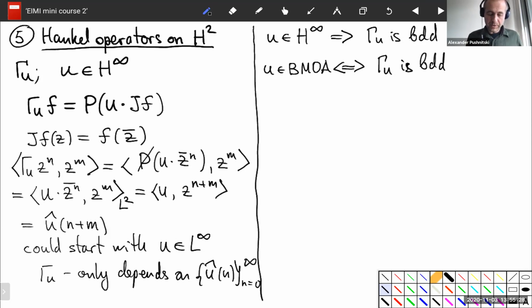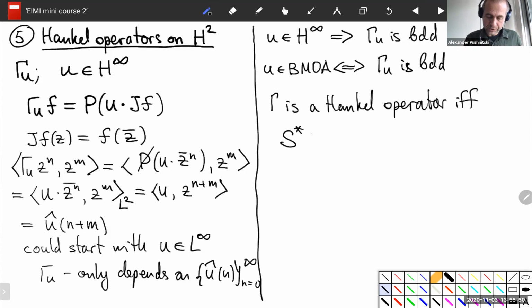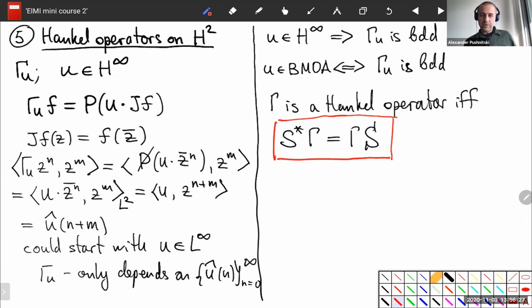Now what about commutation with the shift operator? It turns out that gamma is a Hankel operator if and only if we have the following commutation relation. Again, it's a simple exercise to check that if gamma is a true Hankel operator, then this is true. In the opposite direction, it's a little bit more difficult, but again, not something terribly deep. You can study Hankel operators simply by looking at this relation if you wish, and in fact, this is mostly what we will do in the last part of this mini course.